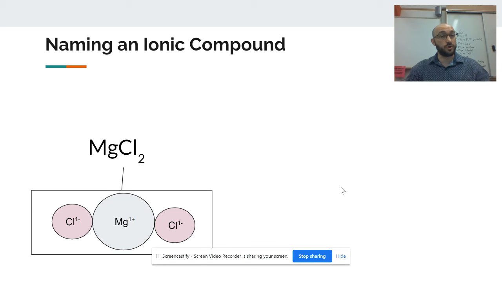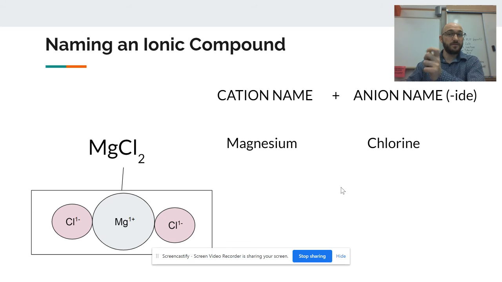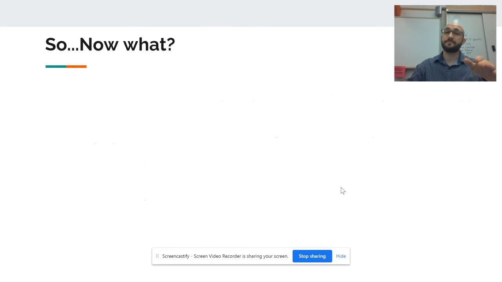All right, now we could classify this with just the formula, or we could also use the name. And as previously stated, chemists name everything. So here are the rules for naming an ionic compound. MgCl2, you're going to take the cation name, which is magnesium. You're going to take the anion name, which is chlorine, and then you're going to change the end of it from chlorine to chloride. And that is the name of our ionic compound. All right, clear as mud, I know. But this is enough to get you started on today's activity.